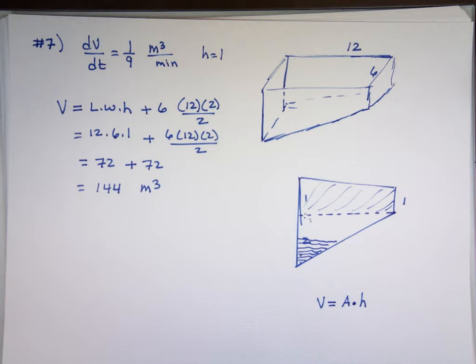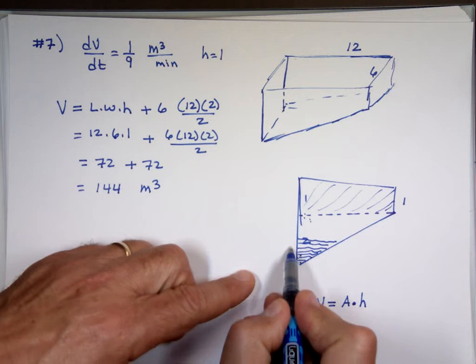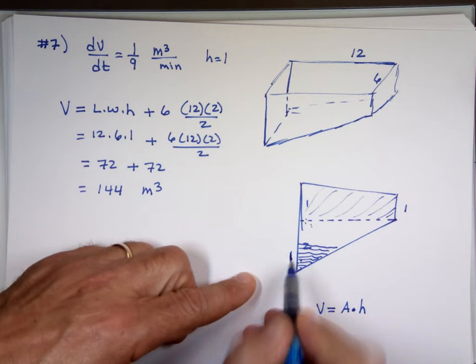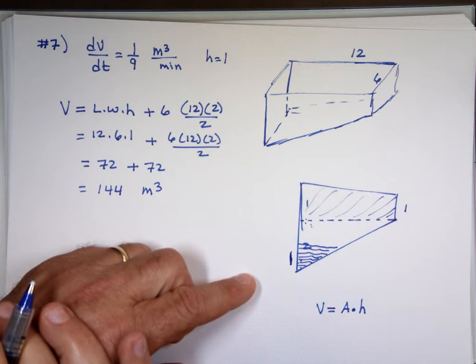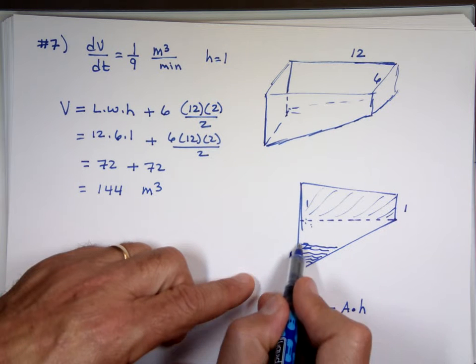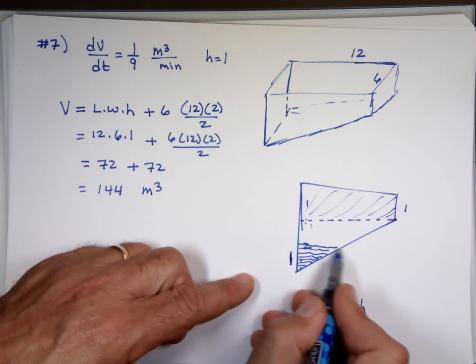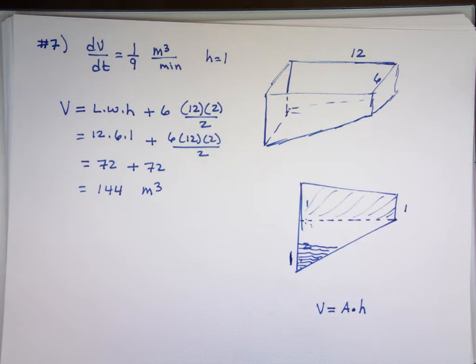The water in it is that little piece. We know this is 1. What's the base now? How do we figure out that length there? It would be half the original base. Why half the original base? Because it's half the original height. It's similar triangles. That's what I was looking for.